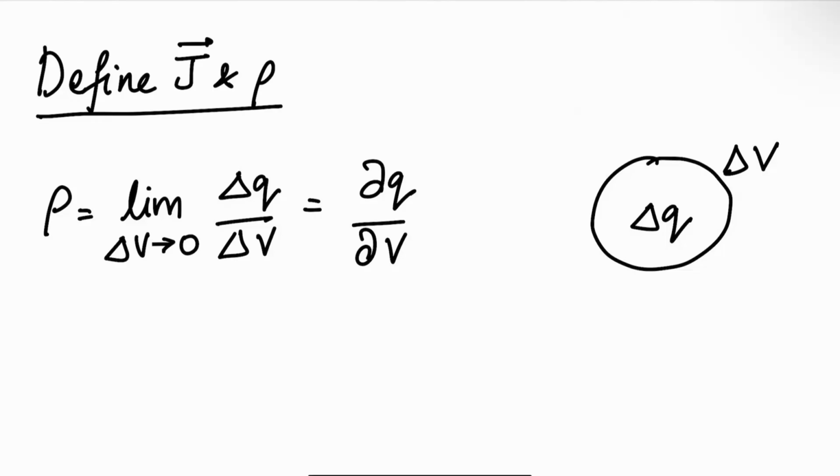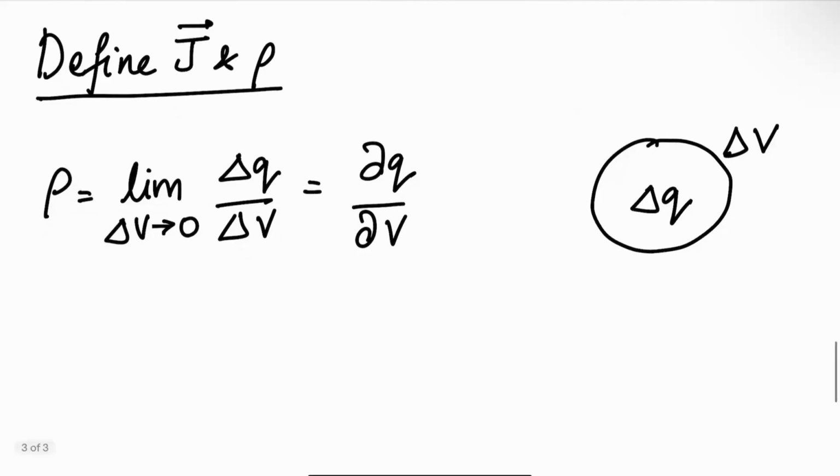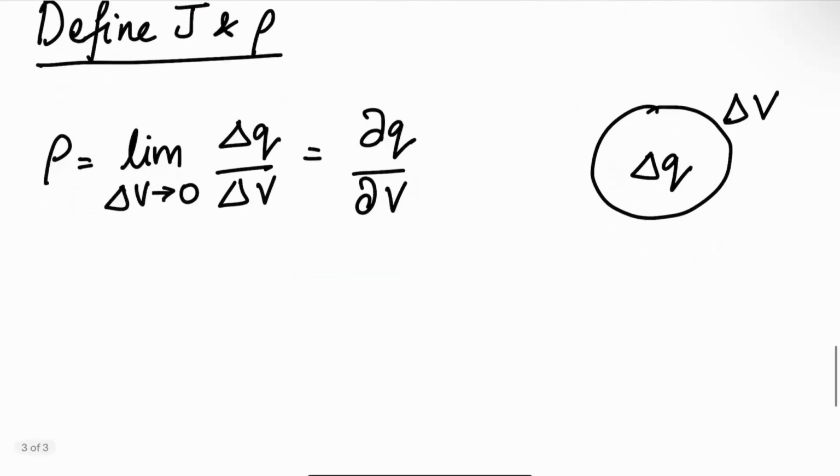If it's quantized, then it doesn't converge as you make the volumes smaller. Anyway, forget about that. Just assume that Q is continuously distributed in space, and it's a scalar field. As V becomes smaller and smaller, it converges to this limit of dQ over dV, right? And that's what rho is. It's the charge density, the amount of charge per unit volume.